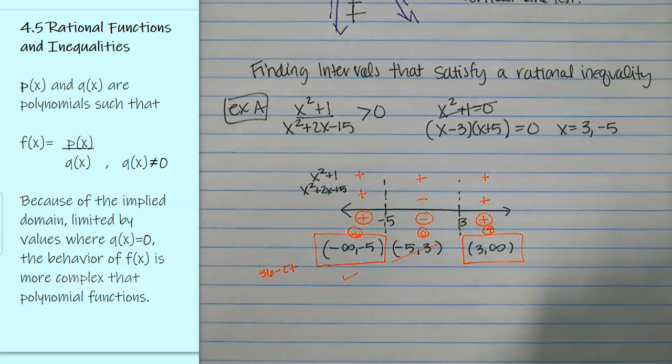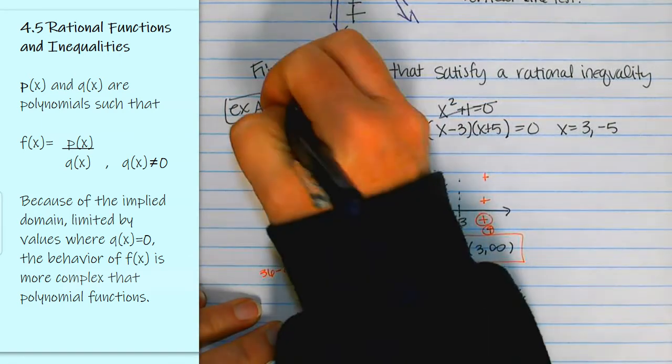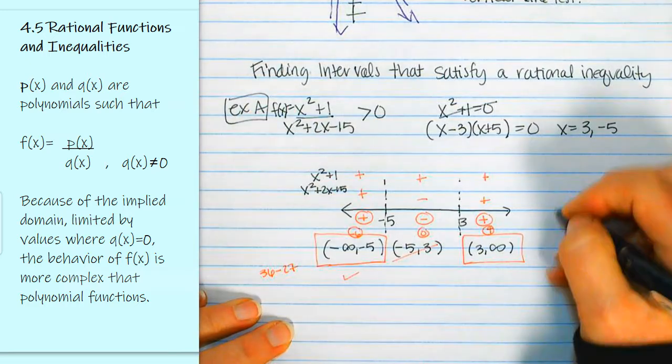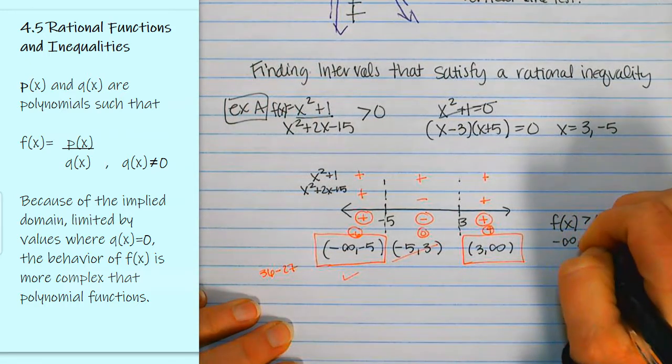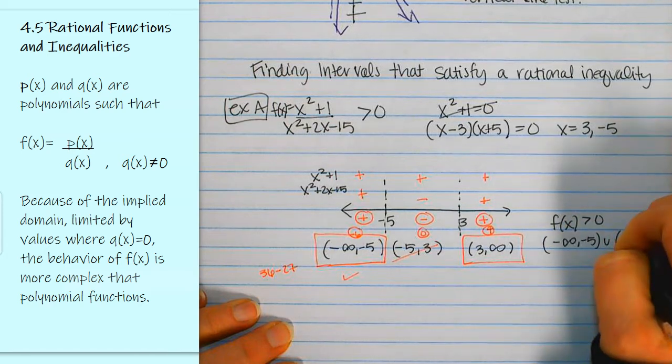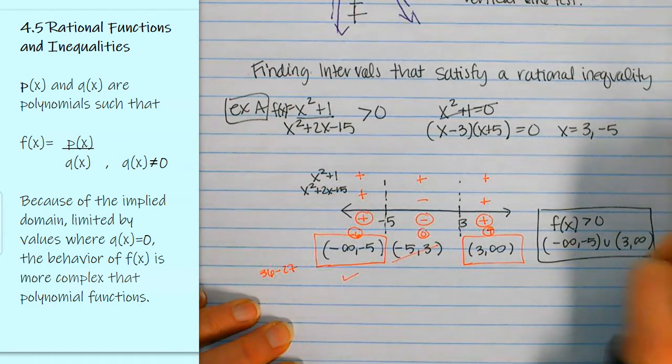So we're going to say that the solution, where let's just call this f of x, is f of x greater than 0 on negative infinity to negative 5 union 3 to infinity. So the sign chart is really helpful here.